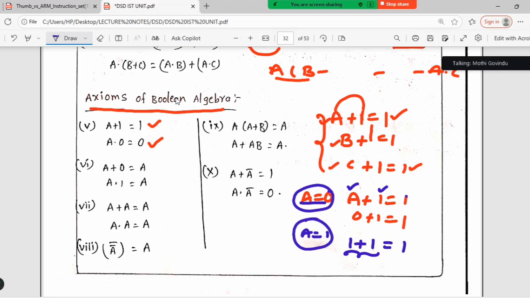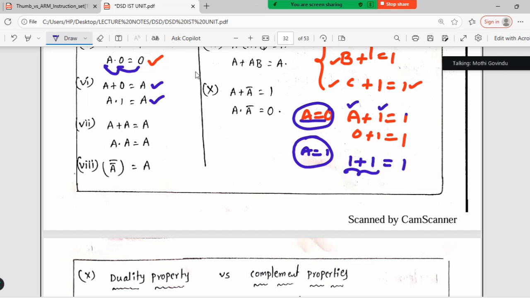So A into 0 equals 0. Any variable value multiplied with 0 gives output 0 only. Next, A plus 0 equals A, and A into 1 equals A only. A plus A equals A only, not 2A. These are some standard formulas. A into A equals A only, not A square. Because 1 plus 1 equals 1 only. If you substitute A equal to 0, 0 plus 0 equals 0, which is nothing but A. Like that, you should remember.